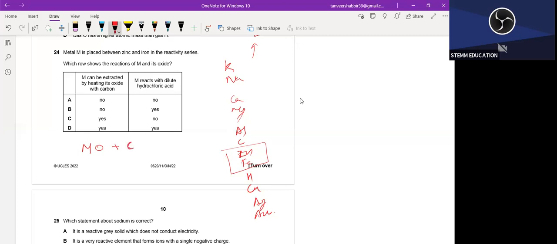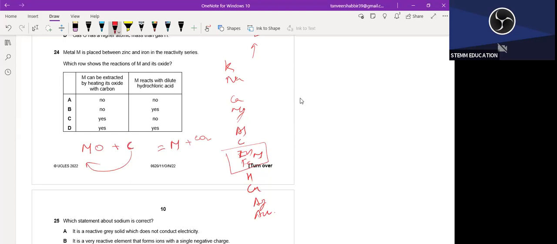So you can see that carbon is more reactive than this one, because M is between zinc and Fe. So M is less reactive than carbon. So carbon can easily replace this M and it will convert into metal, and maybe this product will be carbon monoxide or carbon dioxide. So yes, it can easily replace.